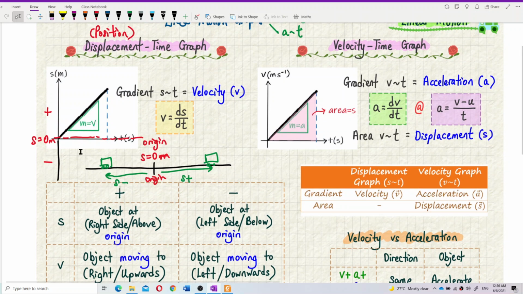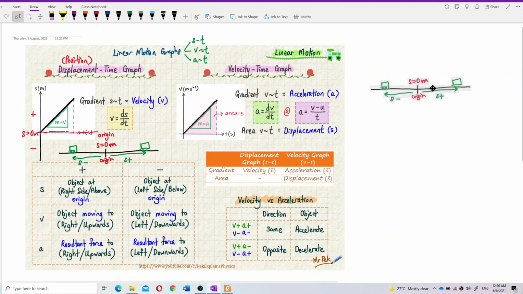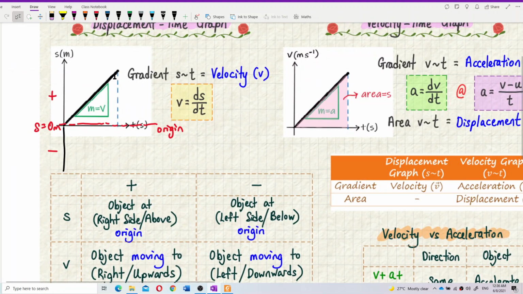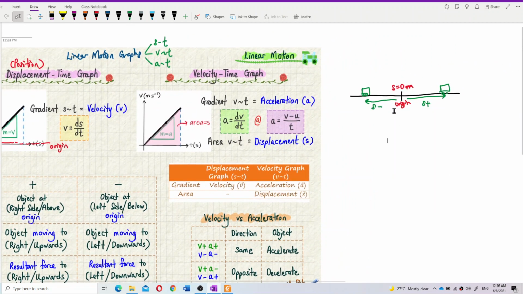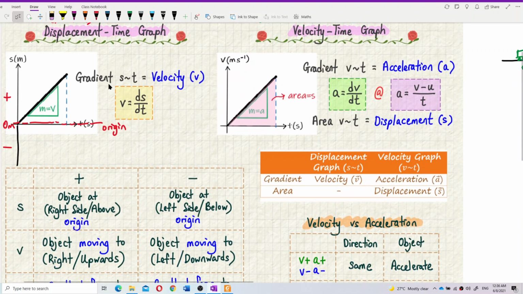So if you look back to this graph, the graph here is on top of the origin. That means the object is at the right hand side of the origin. But let's say the graph goes back down to origin. If the graph goes back down to origin, that means it goes back to origin.